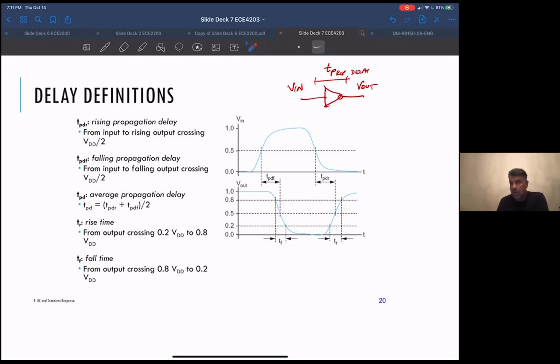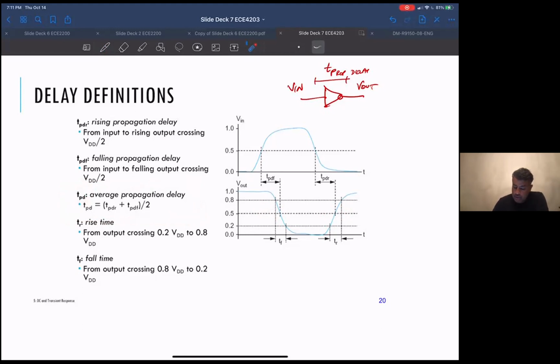And depending on what you're asked, sometimes somebody asks for a prop delay and you can do an average prop delay. So if there's no distinction between rise and fall, it's probably the average value. Okay, so that's prop delay.